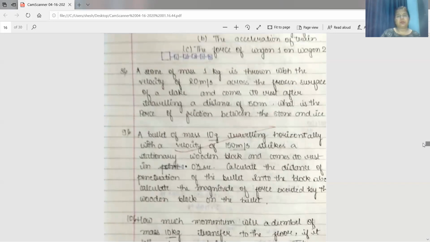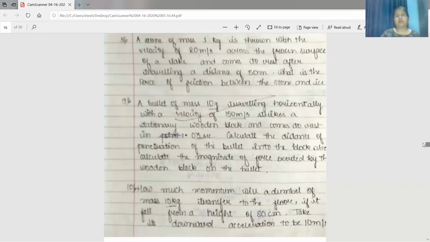Number 1 is over. Number 2 is over. Come to number 3. A bullet of mass 10 gram. So this is 10 gram. Convert it into kg. Mass equals to 10 gram divided by 1000, you will get in kg.